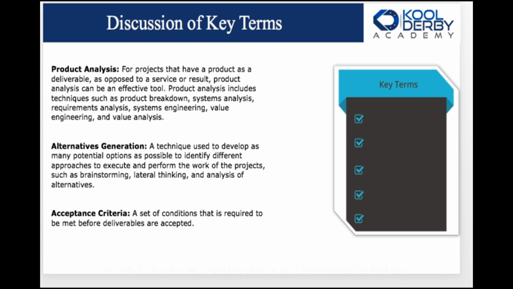All right, so let me go back. For projects that have a product as a deliverable, as opposed to a service or result, product analysis can be an effective tool. Product analysis includes techniques such as product breakdown, system analysis, requirements analysis, systems engineering, value engineering, and value analysis. So in this case, we're talking about a product as a deliverable, something tangible. I've used the building as an example, but it could also be a computer, some kind of tangible device, whatever it might be. Maybe it's some kind of technical equipment that's used in the operating room, in the emergency room, let's say. Well, there has to be a requirements analysis.